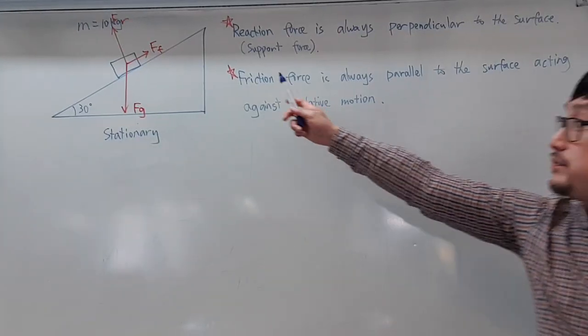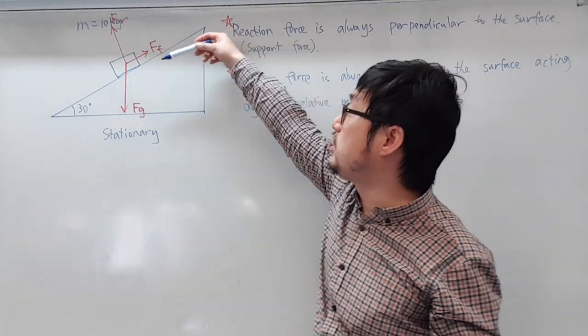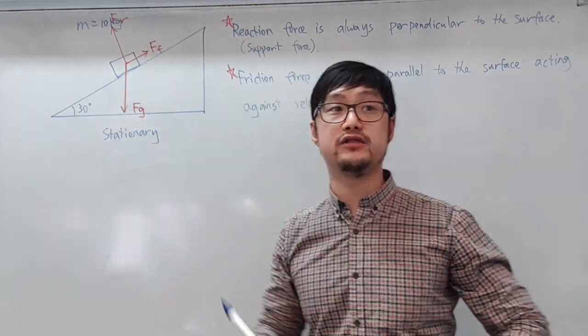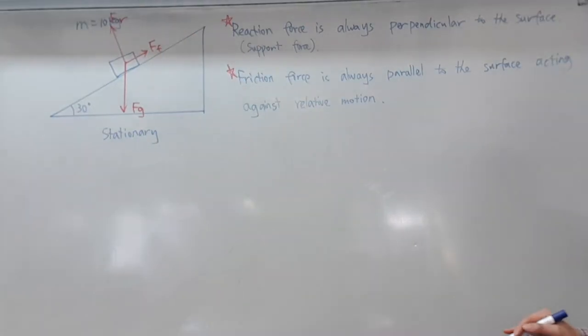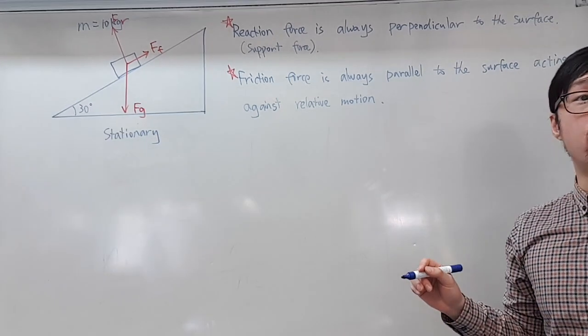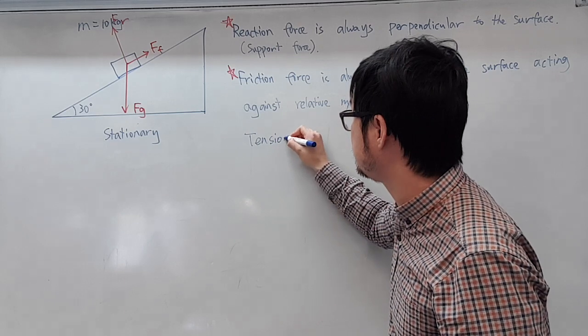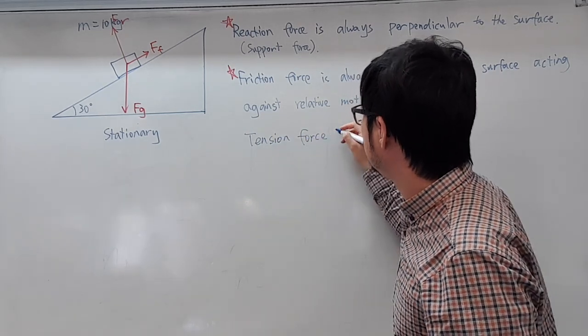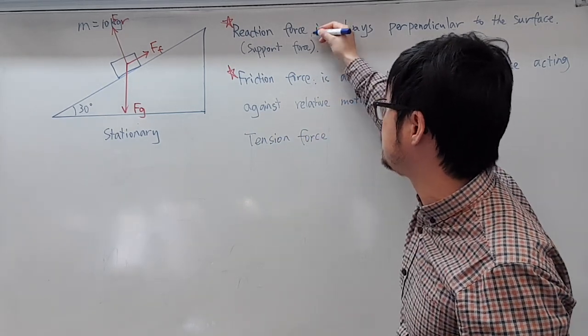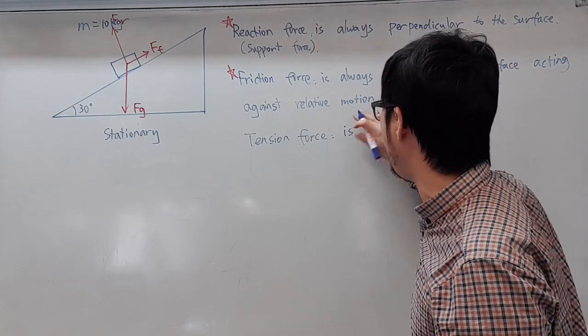Okay, so this is parallel to the surface. The relative motion is it wants to go down, and friction is trying to stop it and make it go up, right? Okay, so I just add one more thing over here. The other thing we commonly see is called tension force. I think we teach this at year 11 as well. Tension force always comes in pairs.